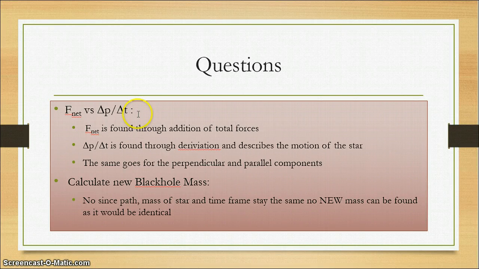The second question asked whether or not it would be possible to find the new mass of a new black hole at the same location as the original black hole, but with the same path, mass of the star, and time frame as in the previous experiment. The answer to this is no, as everything would be identical.